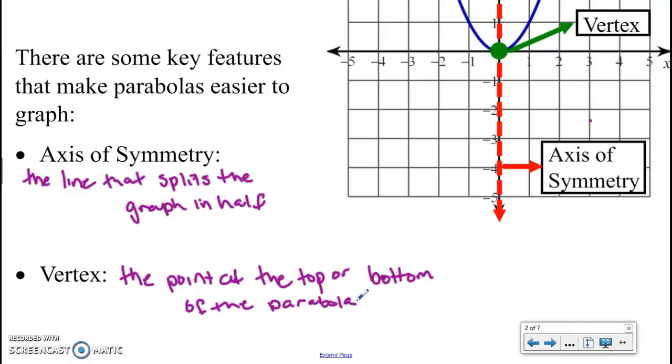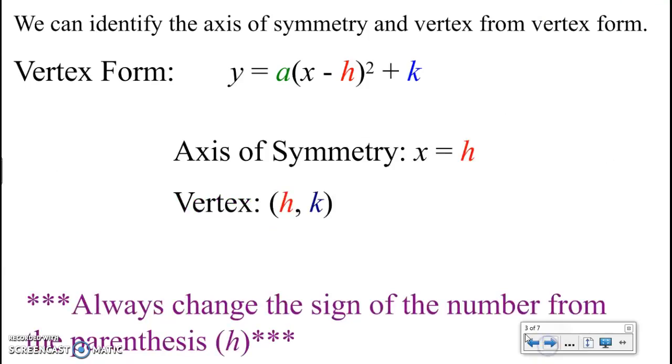Those are the two things that we need to find that'll help us graph, and that doesn't change when we get to vertex form. What does change is how the equation looks. Okay, so in this equation, notice we have parentheses with a square there, and there's a couple numbers on the outside. So the axis of symmetry comes from the inside here. We always change our sign when we're doing that.